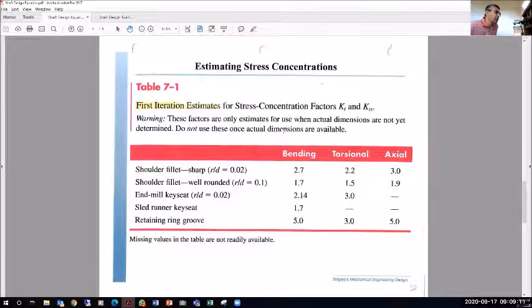So again, for typical steps, where the uppercase D divided by the lowercase d is around 20%, so 1.2 almost, and using shoulder fillets that are sharp, where R over D is 0.02, I can use a KT of 2.7 and a KTS of 2.2. If you have a well-rounded shoulder fillet, then I can use for the bending 1.7 and 1.5.